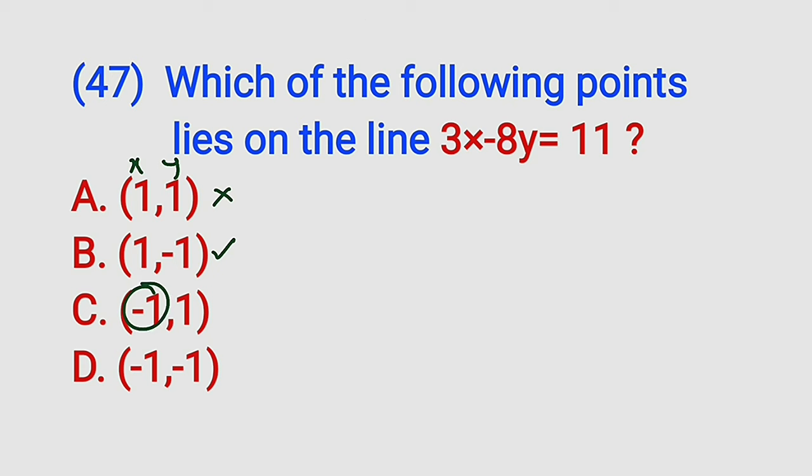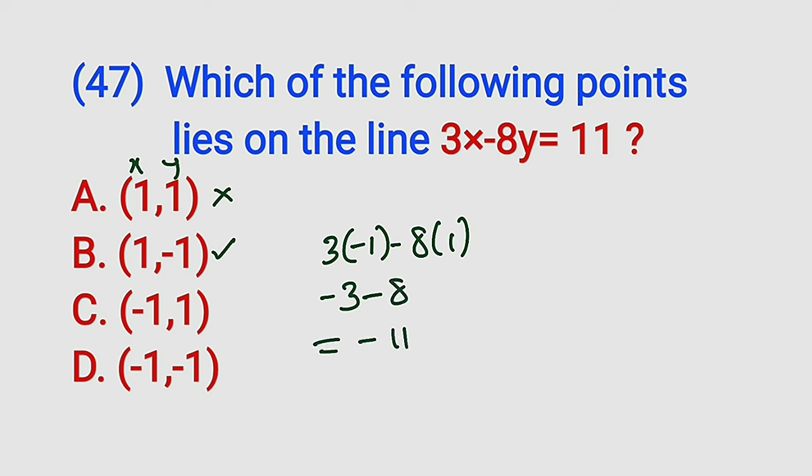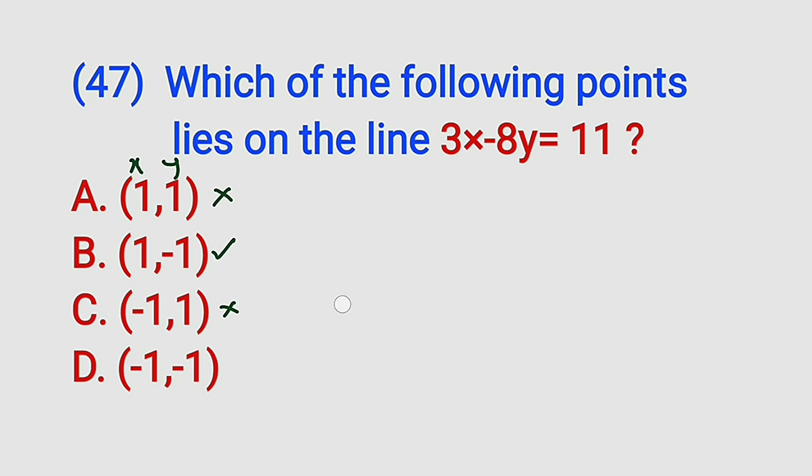where x is negative 1 and y is positive 1. We have 3 times negative 1 minus 8 times 1. 3 times negative 1 is negative 3. 8 times 1 is 8. This is negative 11, which is not the same thing as 11. So this will not satisfy. And the last one is when both of them are negative.